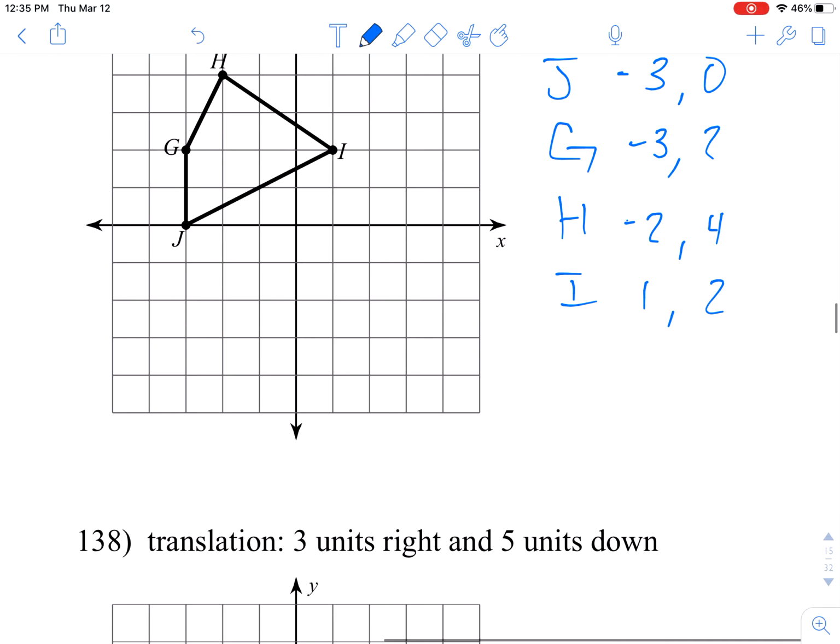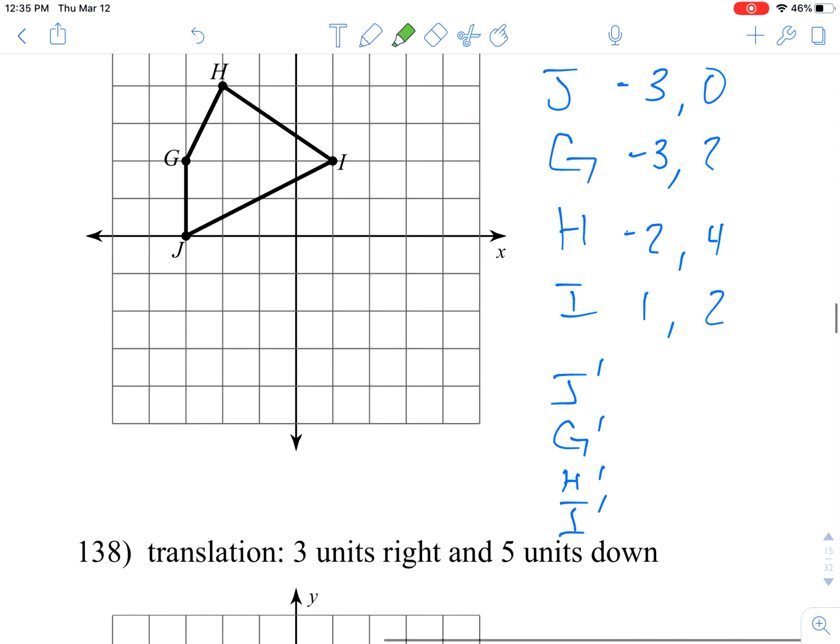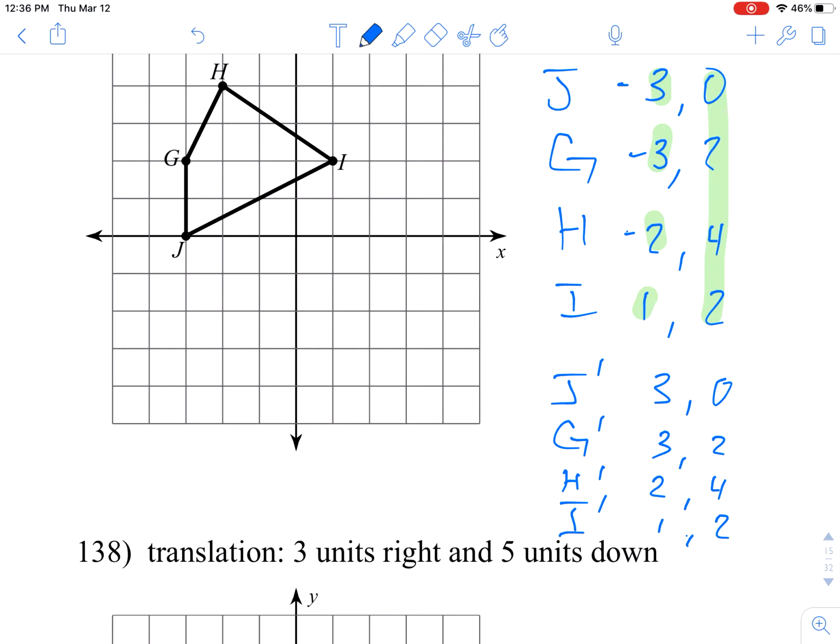And then here's what I know for when I'm doing 180. List your points again, but this time we're going to put them with prime signs. And so the numbers themselves, not the negative signs, the numbers themselves are going to stay exactly the same. So this is going to stay 3, 0, 3, 2, 2, 4, 1, 2. This is the part that changes.